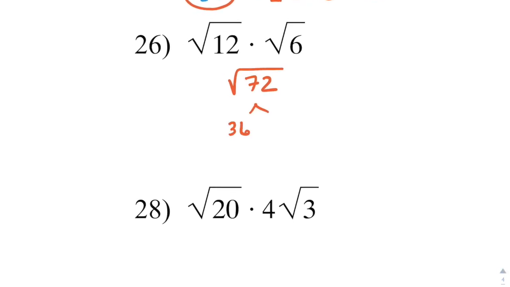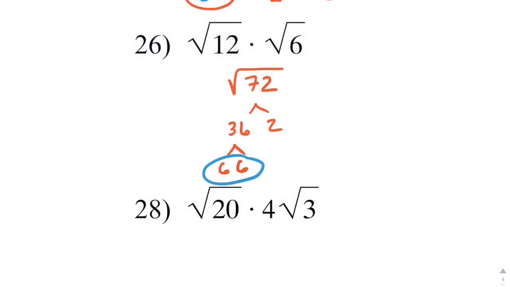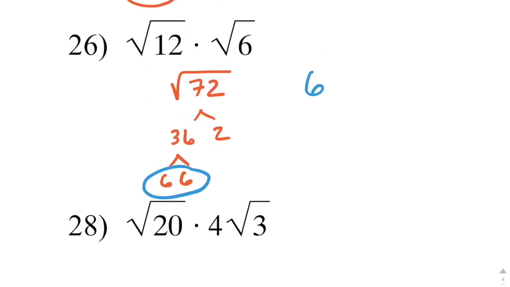So 36 and 2, 6 and 6. What I can pull out of it are the 6's. So 6. I don't have to go any further. I could if I wanted to. I could break 6 down into 3 times 2, and then the other 6 into 3 times 2. But I might as well pull it out before we have to factor all the way down. So we have 6, and what we have left over is the square root of 2. And we're done.